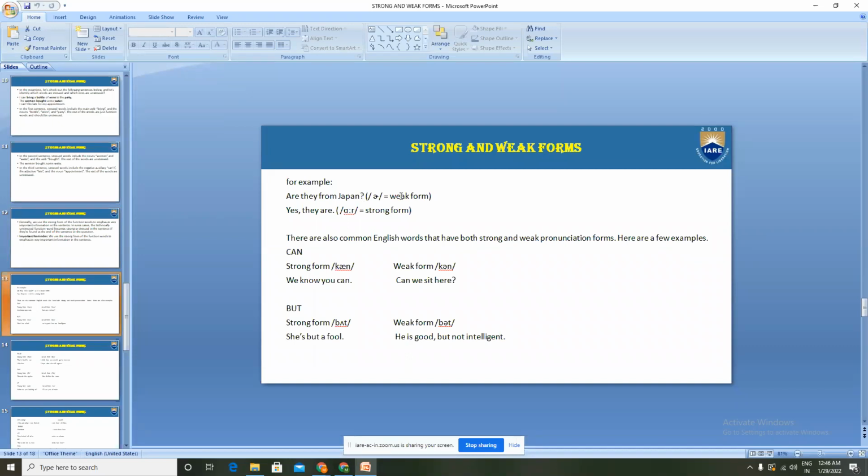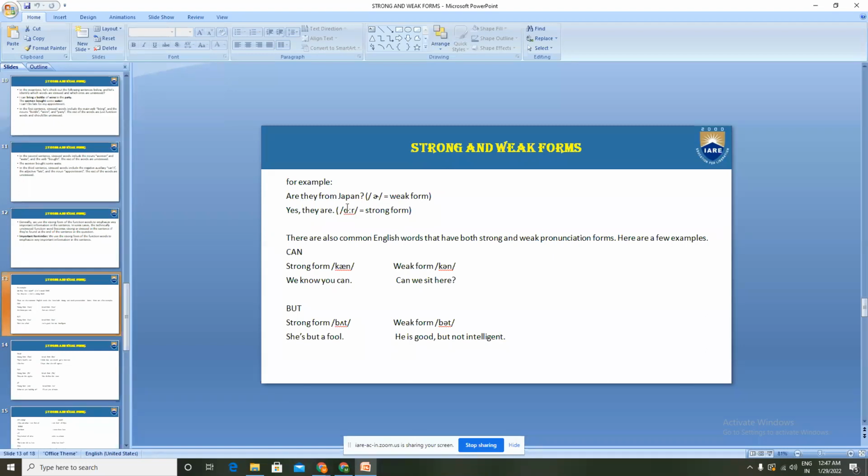Okay, so we'll see some examples. Are they from Japan? We have to put stress on Japan. Here we are considering are. Here the sound is written between two slashes, which means sounds. So are is a weak form. Yes, they are.